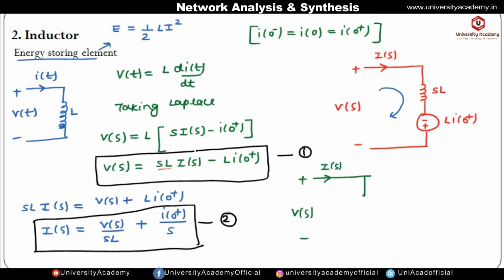Okay, so first is the inductor, which is given by sL. It will be represented by a current source with the value I of 0 positive by s. From here, the I of s expression is the current flowing through this sL inductor, given by V of s by sL plus I of 0 positive by s. These two representations are important.